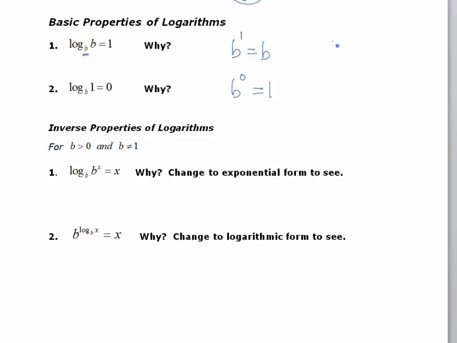So just using an example, if you had 2 to the 1, that equals 2. So the log expression, the log base 2 of 2, is equal to 1. Anytime the base and the argument are the same, the answer is going to be 1. If we have, say, 5 to the 0, that's equal to 1. So basically, if we have the log base 5 of 1, that's equal to 0.